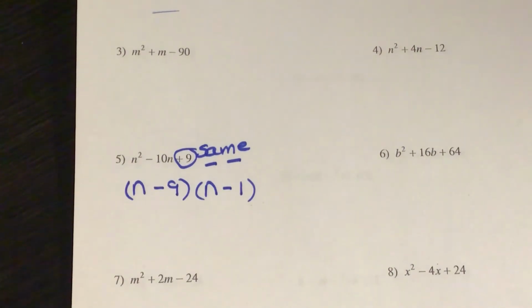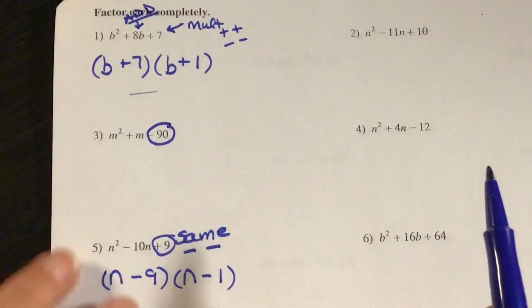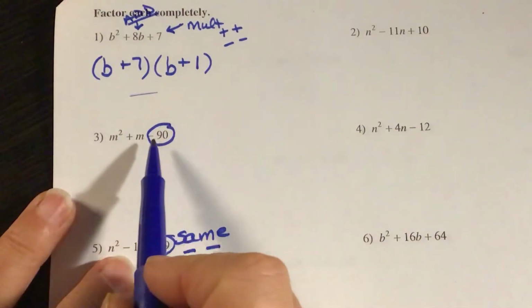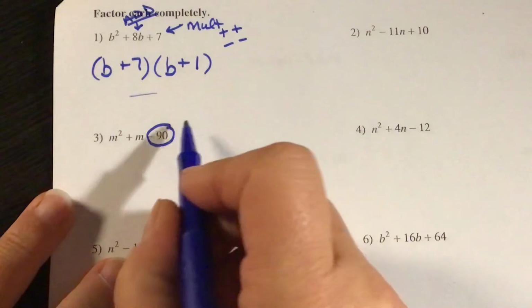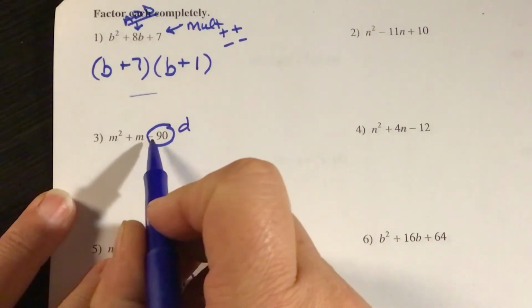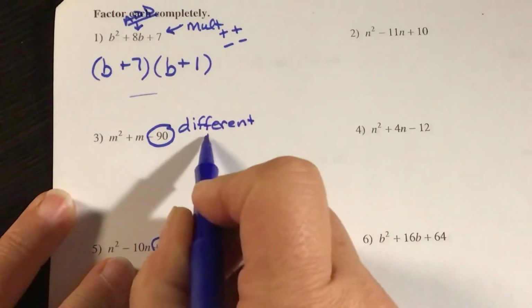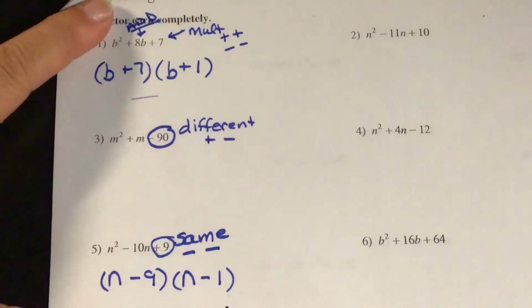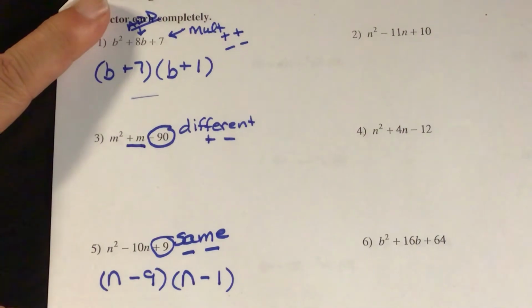Now when the sign in front of the last number is negative, when you multiply the two factors, your signs are going to be different. So that means I have to have a positive and a negative, but they're going to add up to be the middle term. And when my signs are different, if I'm adding a positive to a negative, I actually subtract the numbers to get the middle number.